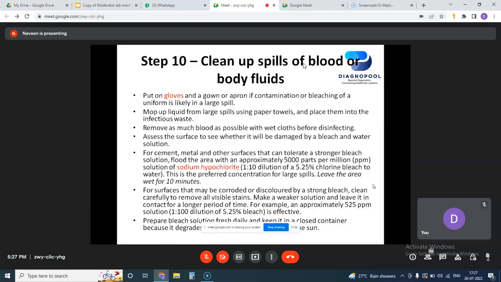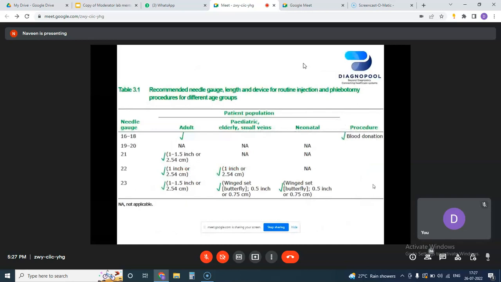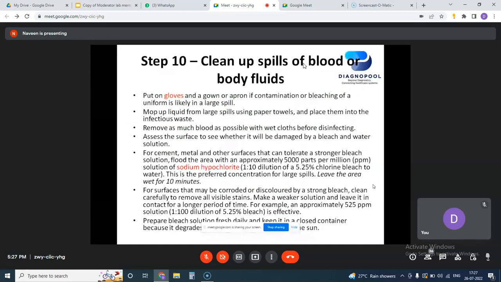And this can also be documented, okay, so that it can be informed to the nursing staff also. Always remember, sodium hypochlorite solution should be prepared fresh whenever it is used.